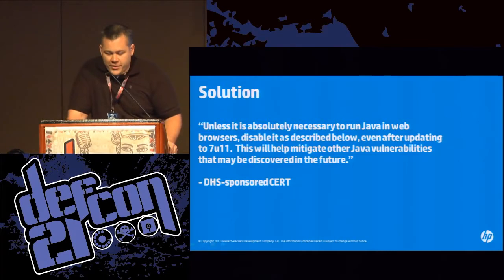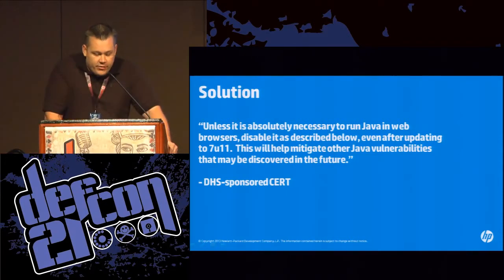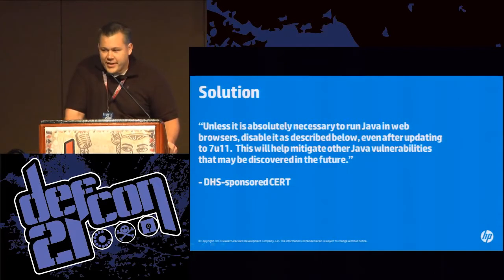The first thing we're going to do is start with the solution actually provided to us by the US government: "Unless it's absolutely necessary to run Java in a web browser, disable it as described below. Even after updating to 7 U11, this will help mitigate other Java vulnerabilities that may be discovered in the future." This actually came from an advisory on the day that they released U11. So the US government is telling you that you should not use the latest version of a software.